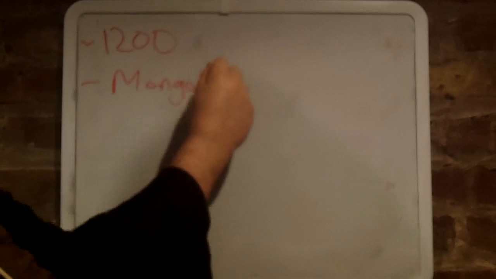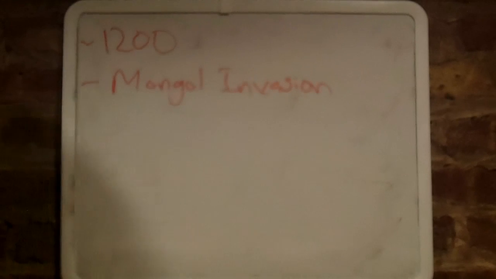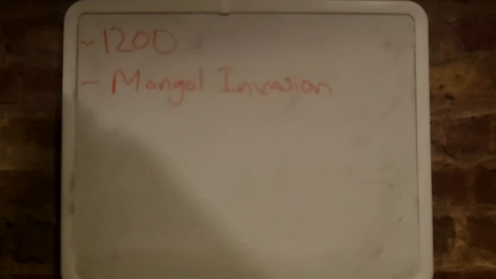Starting around 1200, you have the Mongol invasions. Most famous Mongol leader, of course, Genghis Khan. So he and his descendants conquered a large section of Asia, a good bit of Europe, and the Middle East. So a huge amount of land.